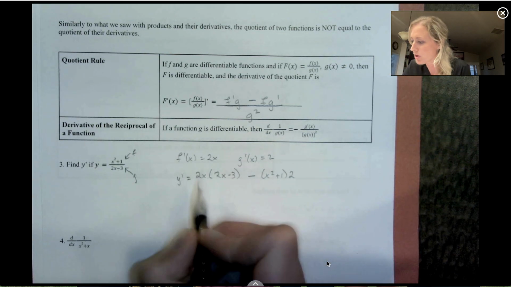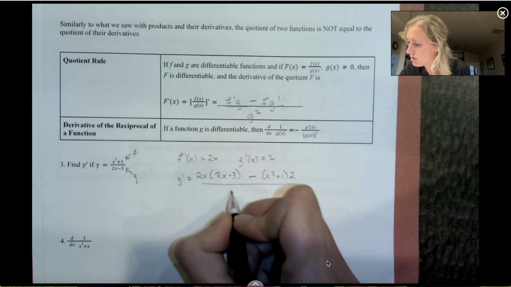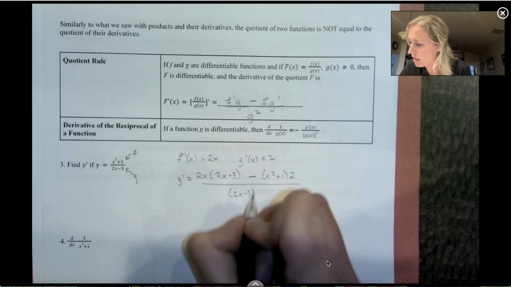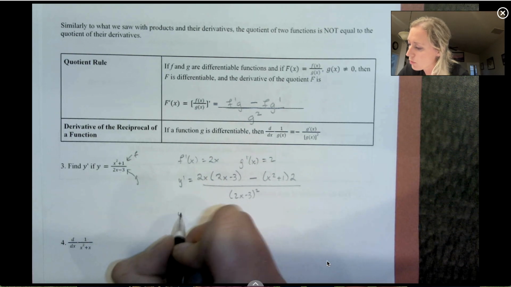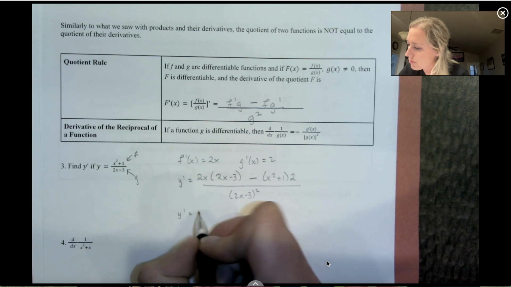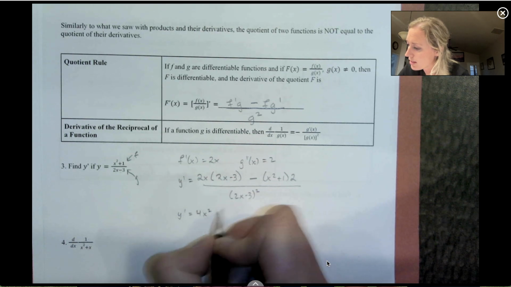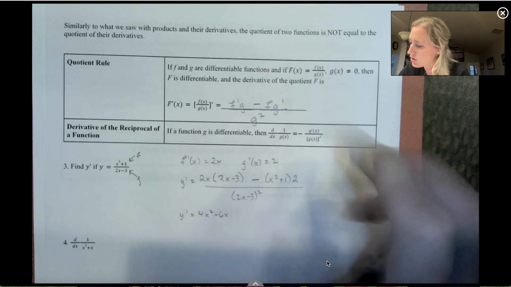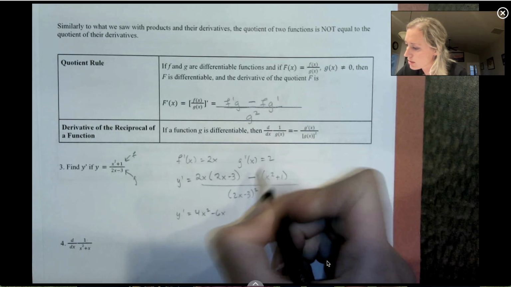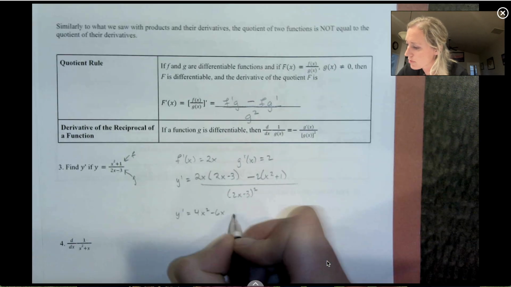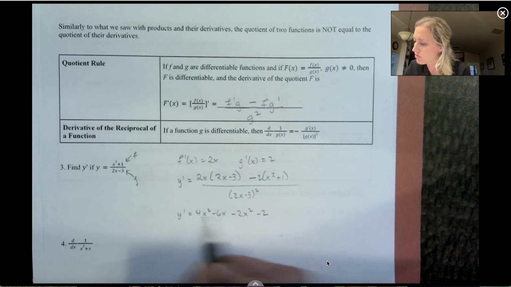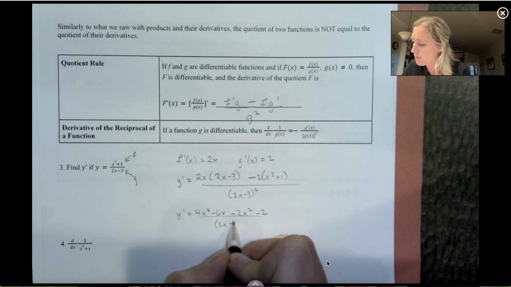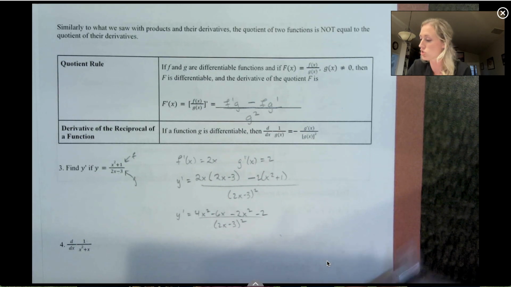Okay, all over g squared. Again, I'm going to go ahead and simplify my numerator because this is easy, polynomials to combine like terms. So I'm going to get y prime equals, so here I got 4x squared minus 6x. I'm going to actually put this 2 here just to make it a little easier. So negative 2, distribute that. Okay, combine some like terms. That's still over our denominator of g squared.